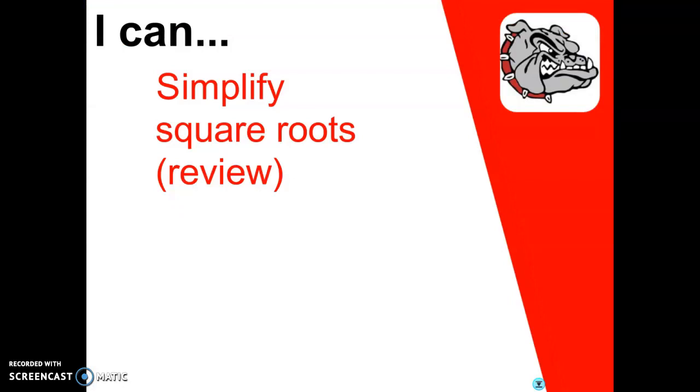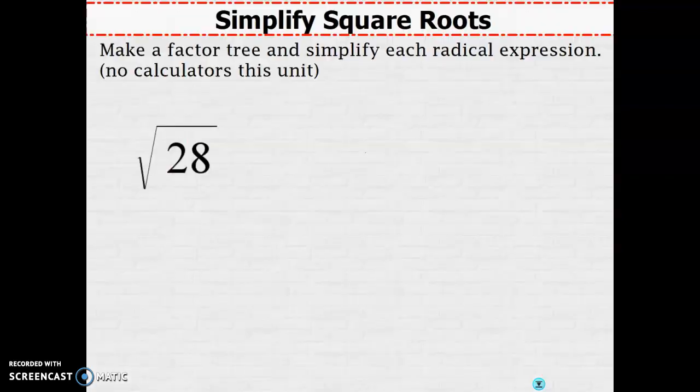Let's begin. The first section of notes is going to cover simplifying square roots. So this is technically review. So I will do just a couple of examples to review this with you. Example 1 is asking us to simplify the square root of 28.